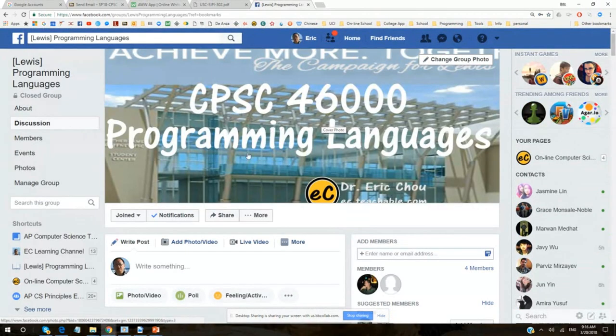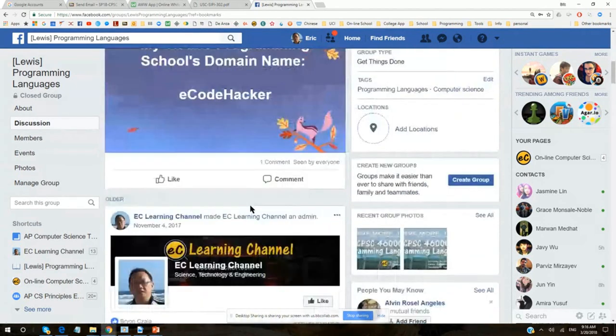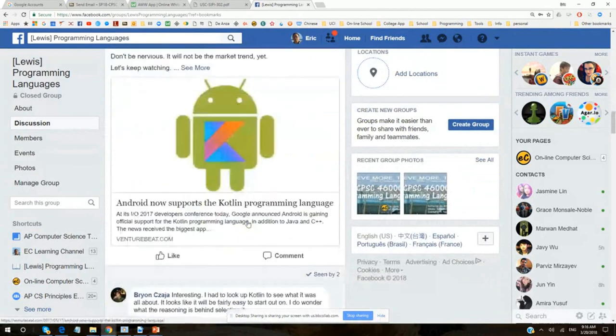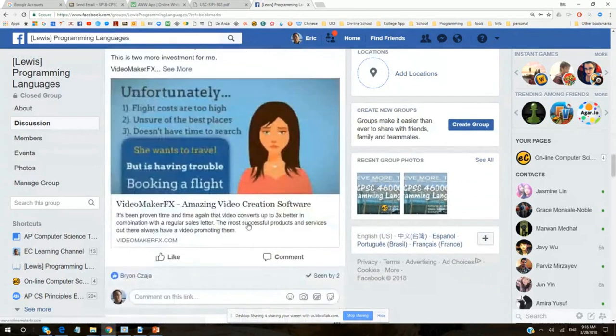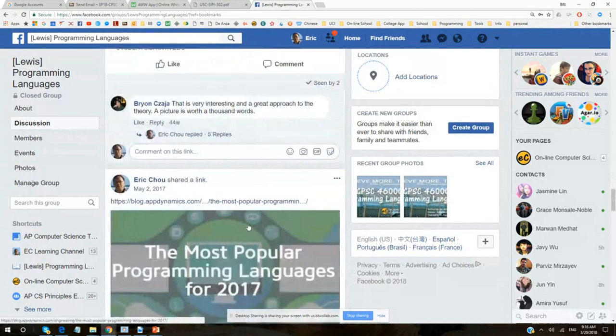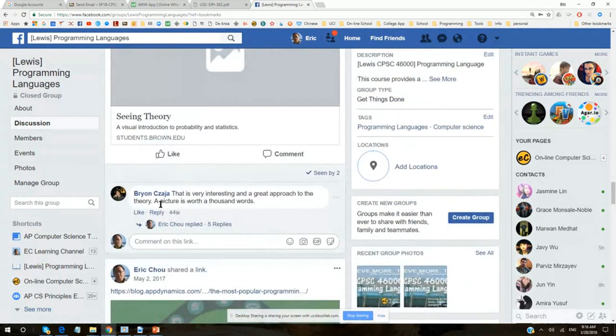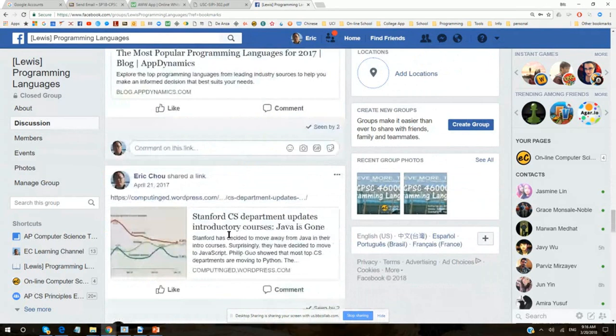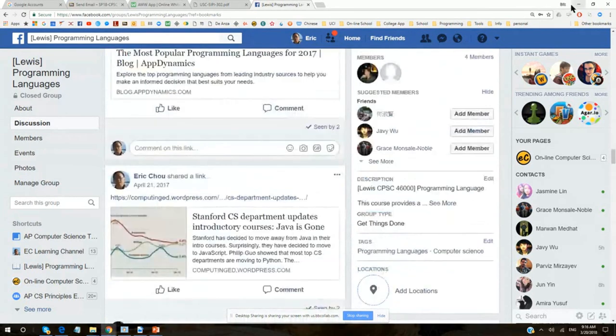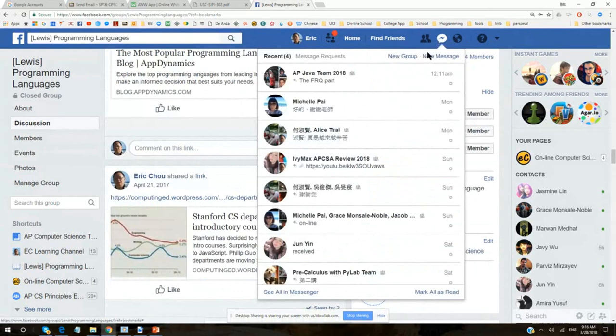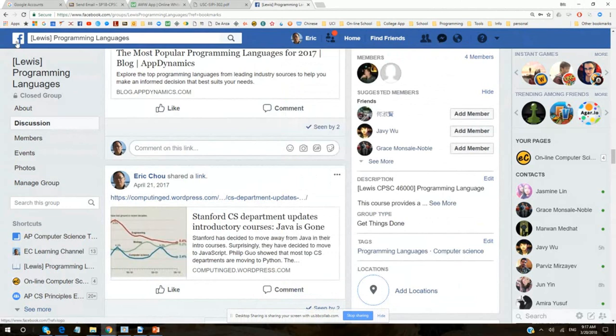Okay, here is my group page on Facebook. If you make a request, I will add you as a friend, and then we'll sign you up and put you over here. Here I post a lot of messages related to programming languages and computer science as a whole. Some past students also joined this group and share ideas. So that's another way we can communicate. You can also send me a message, and I will reply to your question on Facebook as well.